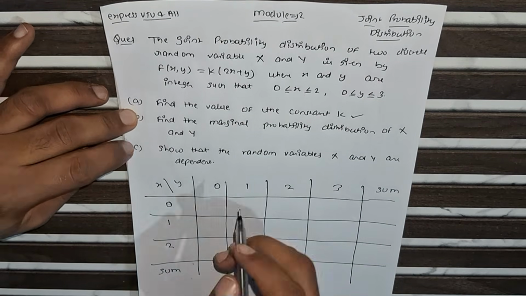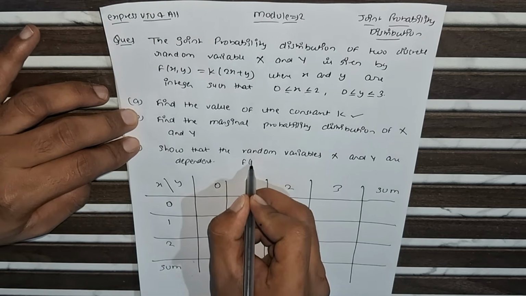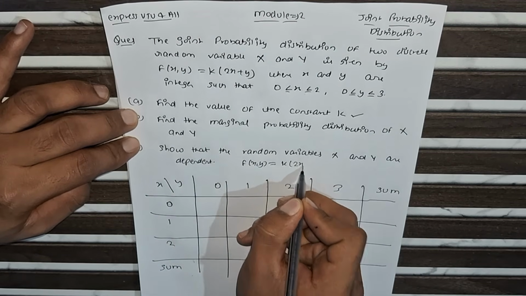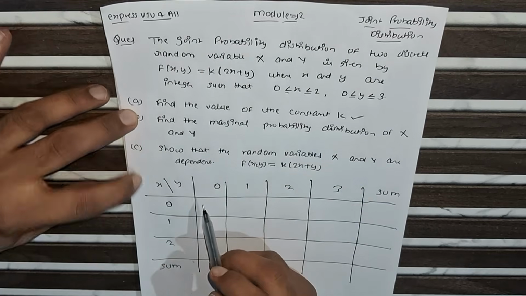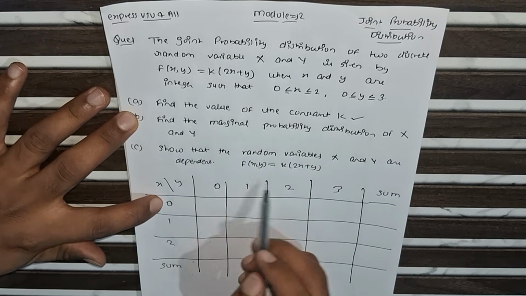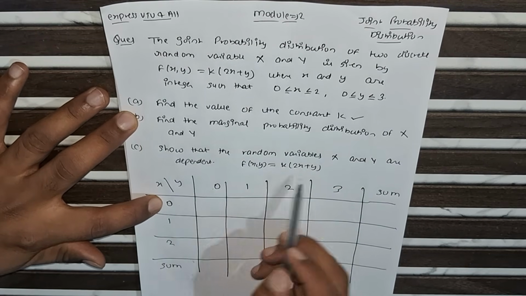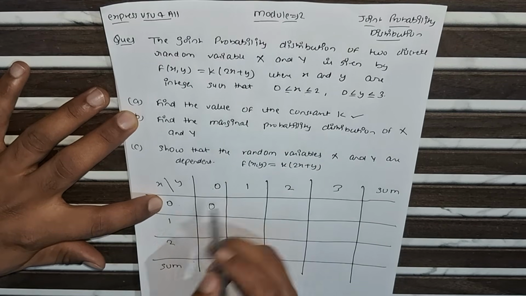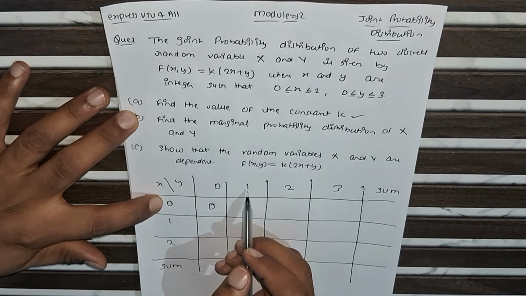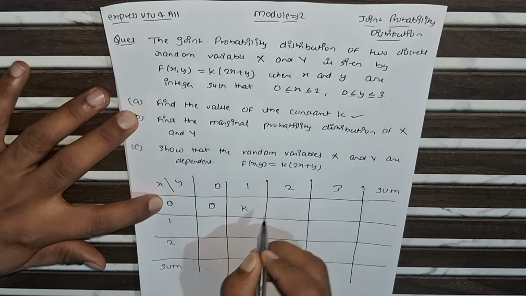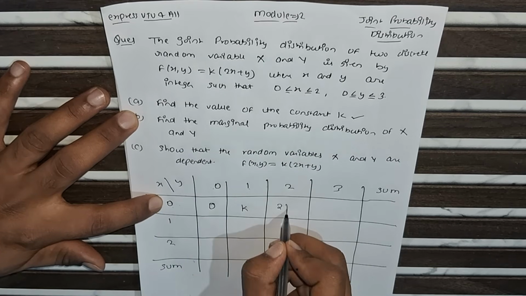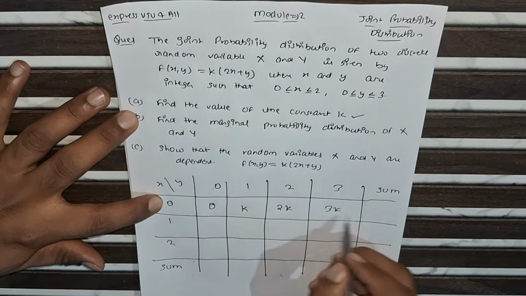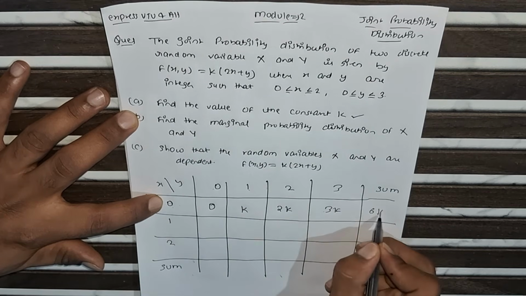So what is our main equation? f of x comma y is equal to k times (2x plus y). If we take 0 and 0, x is 0 and y is 0, it becomes 0. When x is 0 and y is 1, it becomes k. So like that we find all the values: 2k, this is 3k, and the sum is 2 plus 3, and this is 6k.